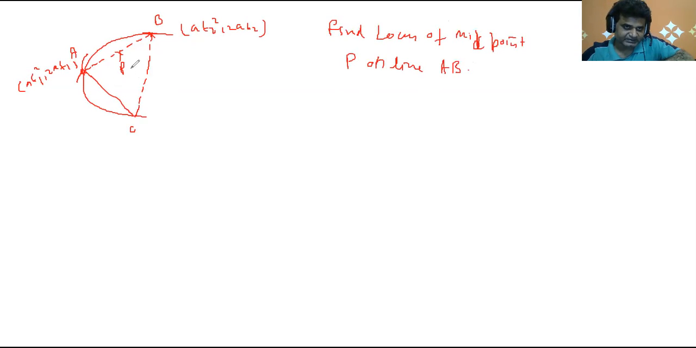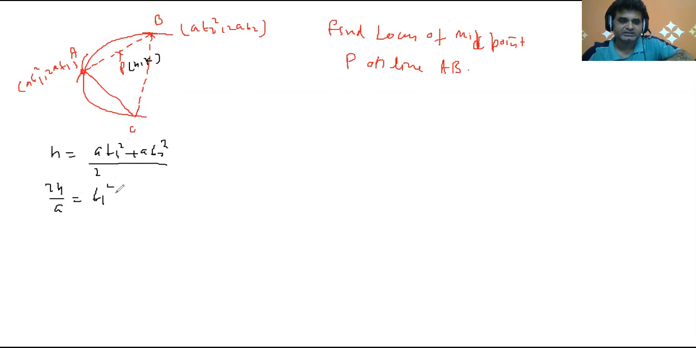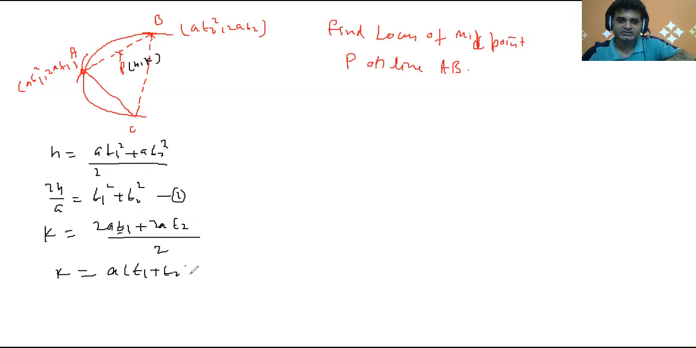For this, we are considering it as h comma k. Since P is a midpoint, we know that h will be equal to a t1 square plus a t2 square by 2. So 2h upon a equals t1 square plus t2 square, equation number 1. Similarly, k will be equal to 2a t1 plus 2a t2 upon 2. So k is equal to a times t1 plus t2. So k upon a is equal to t1 plus t2.